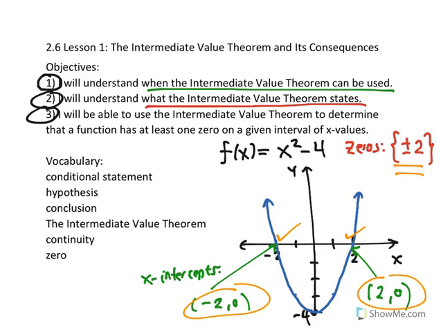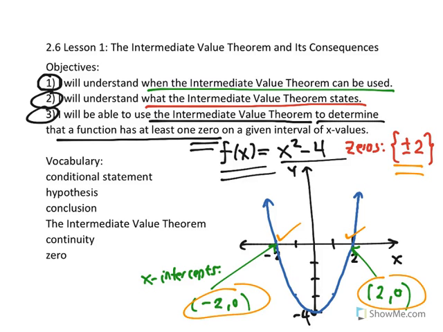Now we will take a look at a second example for objective 3, which is also applying the intermediate value theorem. You will be able to use the intermediate value theorem to determine that a function has at least one zero on a given interval of x values. So when you take a look at the graph of f of x is equal to x squared minus 4, you can see that this particular function has two zeros, one at negative 2 and one at positive 2.